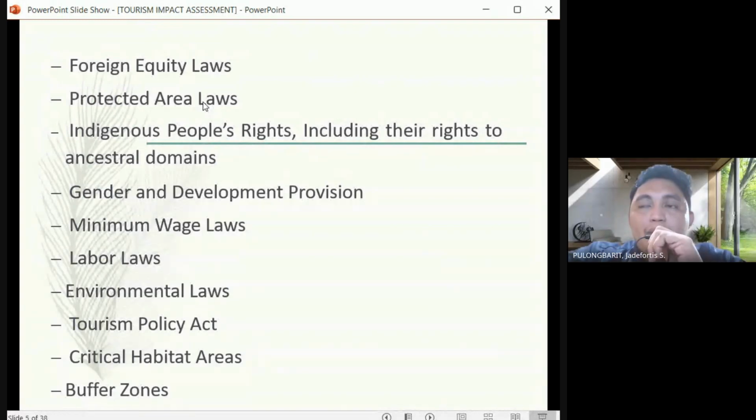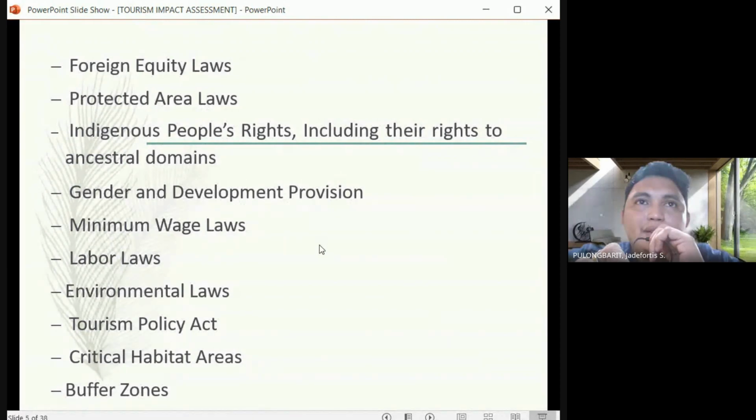So pwedeng per hour, mostly sa mga instructor, mga teacher. Pero kapag sa labor, yung minimum wage law, per day yung magkano yung kinikita nila in 8 hours. Labor laws, environmental laws, this is important, Tourism Policy Act, critical habitat areas and buffer zones. So ito yung mga sakop ng tourism impact assessment. Ito yung dapat kino-consider po.